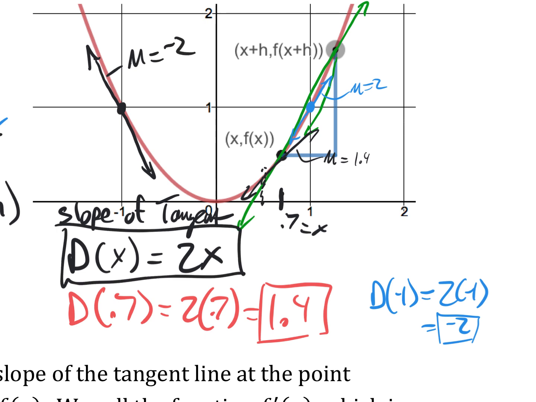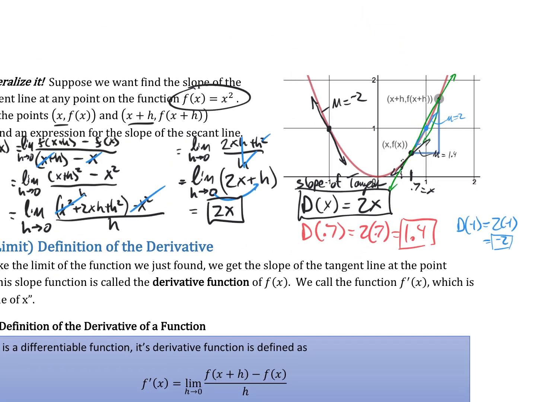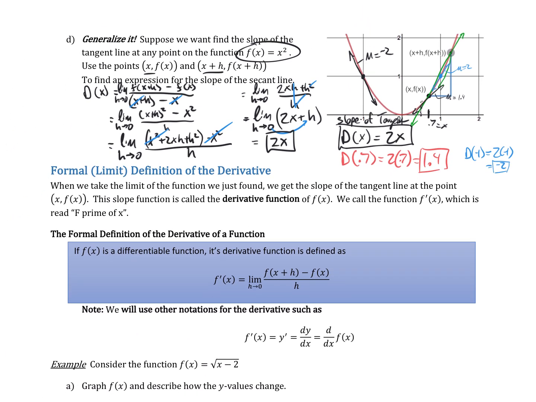We have a function that will give us the slope of any tangent line on this graph. So this is what we call the derivative. So the derivative is a very important function. This is the foundation of differential calculus. All right, so this is what we call the formal or the limit definition of the derivative. All right, when we're taking the limit of the function we just found, okay, we get the slope at the point, slope of the tangent line at the point x, f of x.